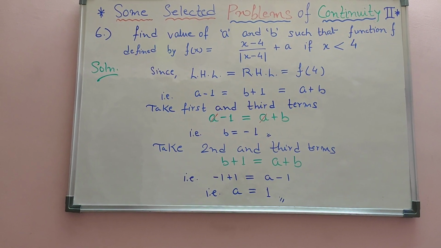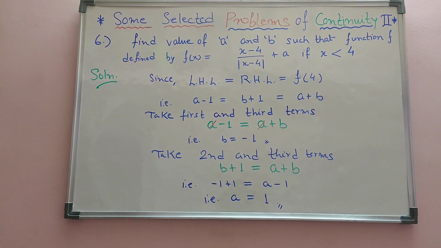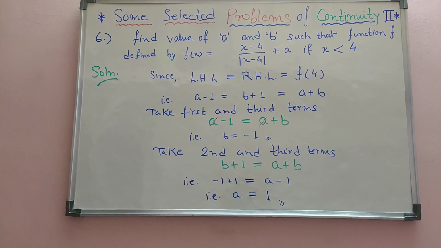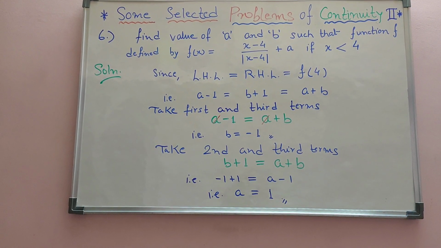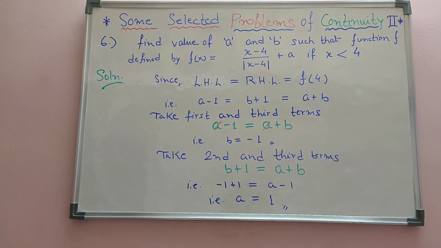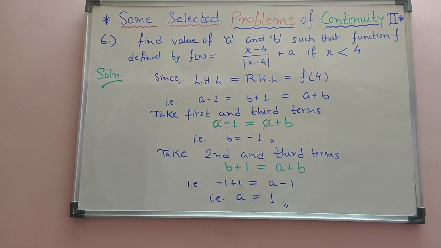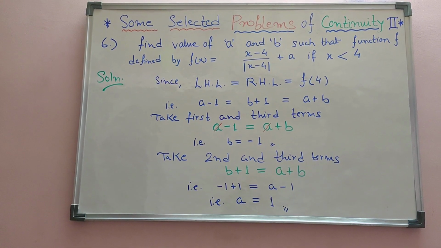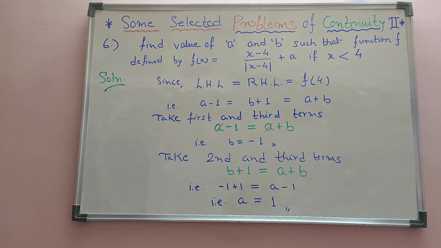Now we take the second and third terms. So b plus 1 equal to a plus b. Substitute the value of b as minus 1 on both sides. We will get a equal to 1. So our answer is a equal to 1 and b equal to minus 1.